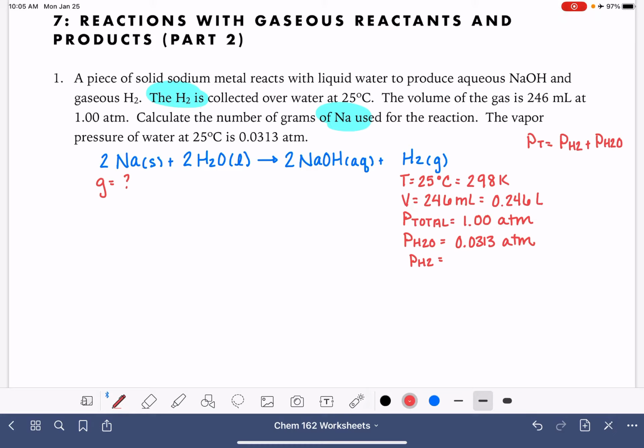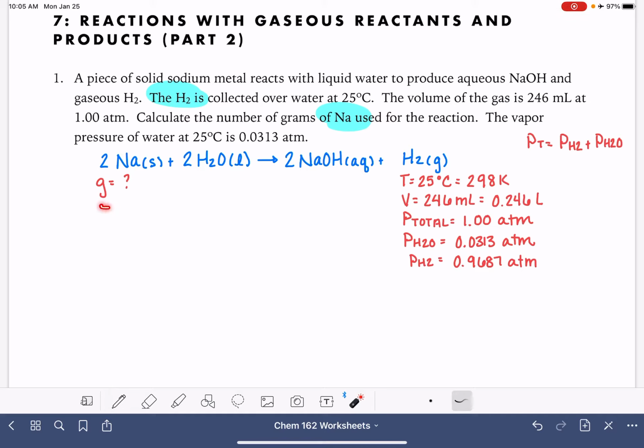So we have this total pressure of both of the gases of 1 atmosphere. We know the pressure of water, and so now we're going to use that to calculate the pressure of H2. The partial pressure of H2 is going to be 1 minus 0.0313. It'll be 0.9687 atmospheres. And again, that's just using Dalton's law. The pressure of the H2 and the pressure of the H2O add up to the total pressure of 1 atmosphere.